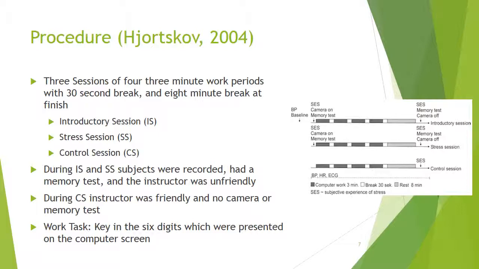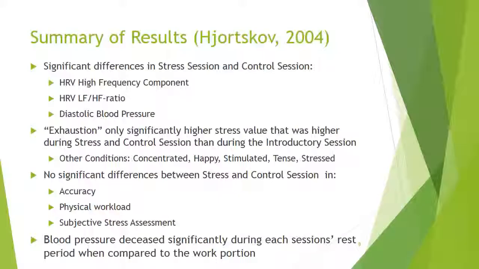During the work periods of all 3 sessions, the subjects were instructed to key in the 6 digits as they appeared on a computer screen within 4 seconds, and all errors would be counted to determine a score. The results found that there was a significant difference between the stress and control sessions in the high frequency and the low to high frequency ratio components of HRV. Also, diastolic blood pressure was significantly lower in the control session.